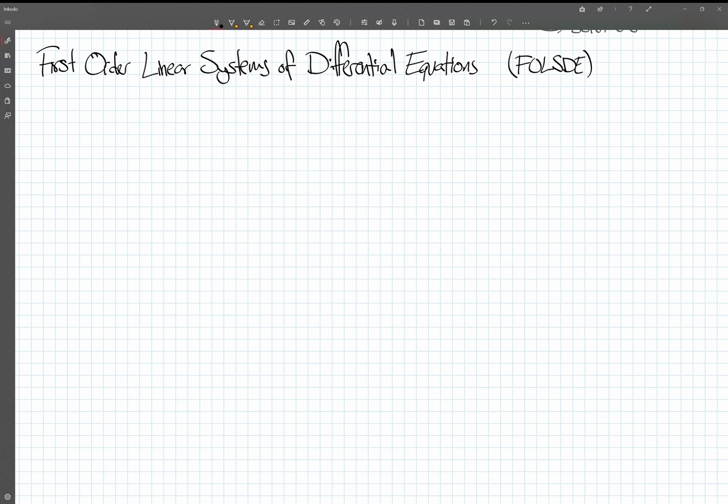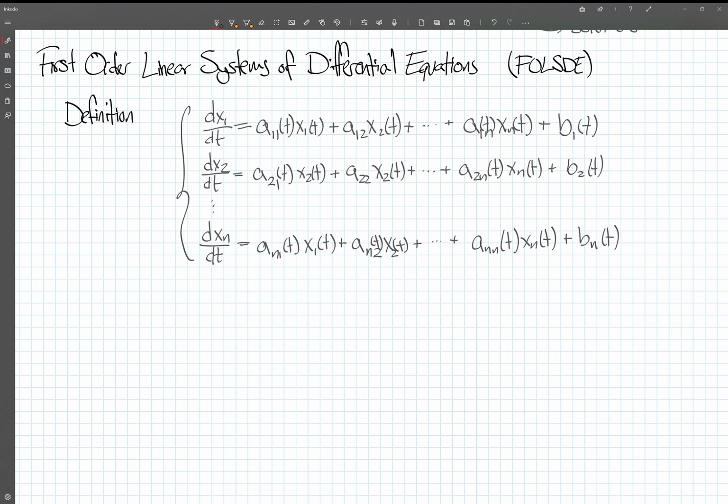So let's get started on solving first order systems. We're going to focus on the linear ones first. I'll call those FOLSDEs. So what is a FOLSDE? A FOLSDE looks like this.